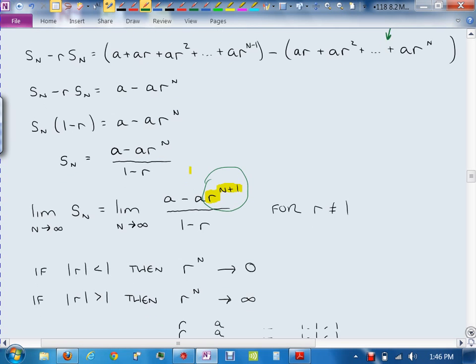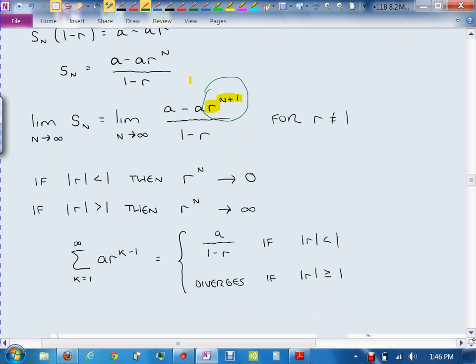Which gives us two conclusions. The geometric series, if the absolute value of r is less than 1, so it's a fraction, smaller than 1, it converges to a over 1 minus r. Where's the a over 1 minus r coming from? From the original sequence. This piece right here, right? When r was a fraction, r to the n went to 0. This whole thing went away.